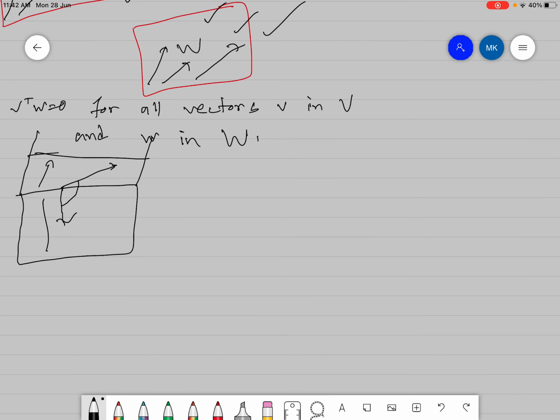But there can be one example: the floor of a room, and the line where two walls meet. Let's say there is a line where this wall and this wall meet. These two subspaces are basically orthogonal, because if you take any vector from here, it will be orthogonal to every vector from the other.